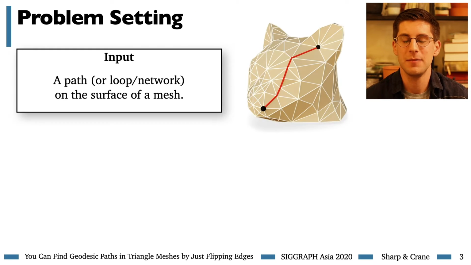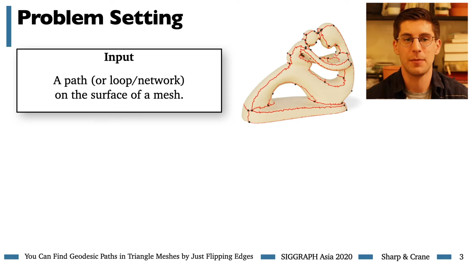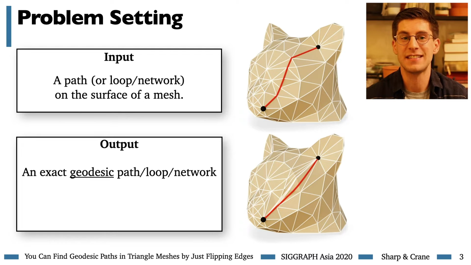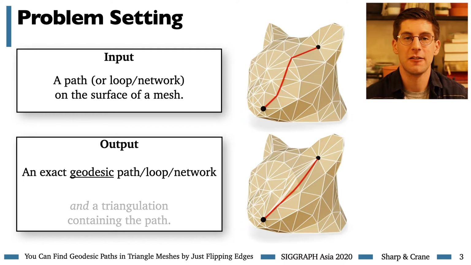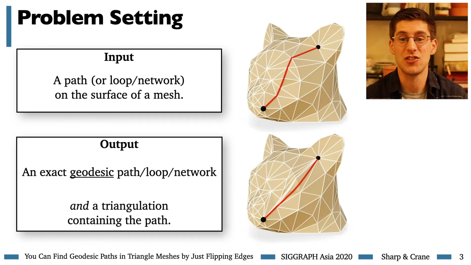The input to our algorithm is some path along the surface of a mesh which you wish to straighten, or more generally, a loop or a curve network along the shape. The output is a geodesic path, which intuitively corresponds to pulling the curve tight. Our algorithm also generates an intrinsic triangulation containing that path, which is useful for many tasks in geometry processing.